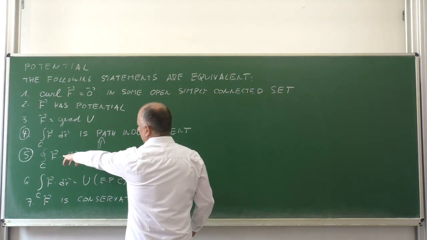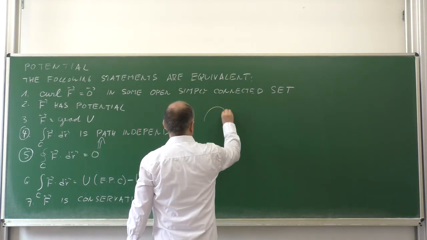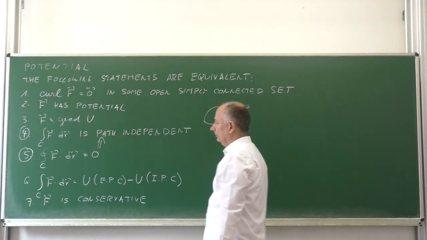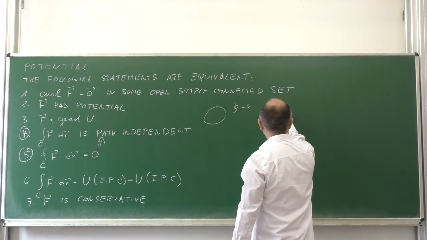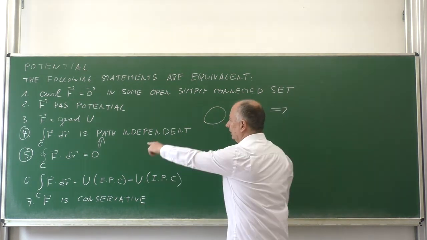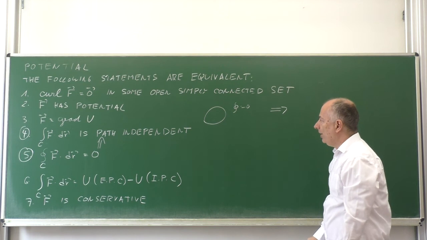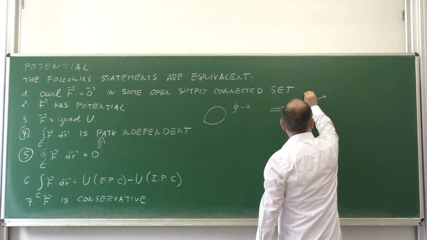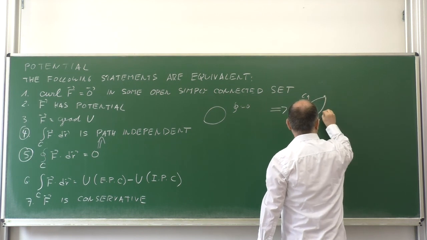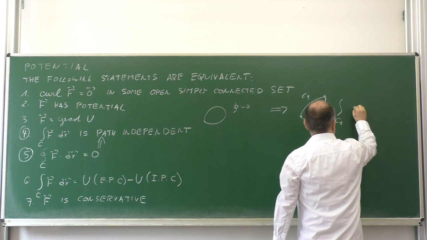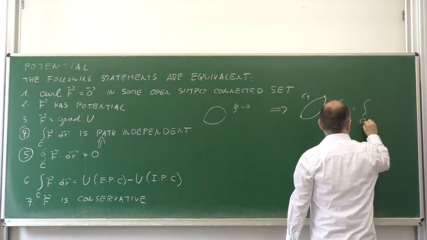So if the integral of the vector field is equal to 0 for any closed curve, then we want to show that this implies that the integral is path independent. That means joining 2 points with curve C1 or with a curve C2, then the integral over C1 is equal to the integral over C2.